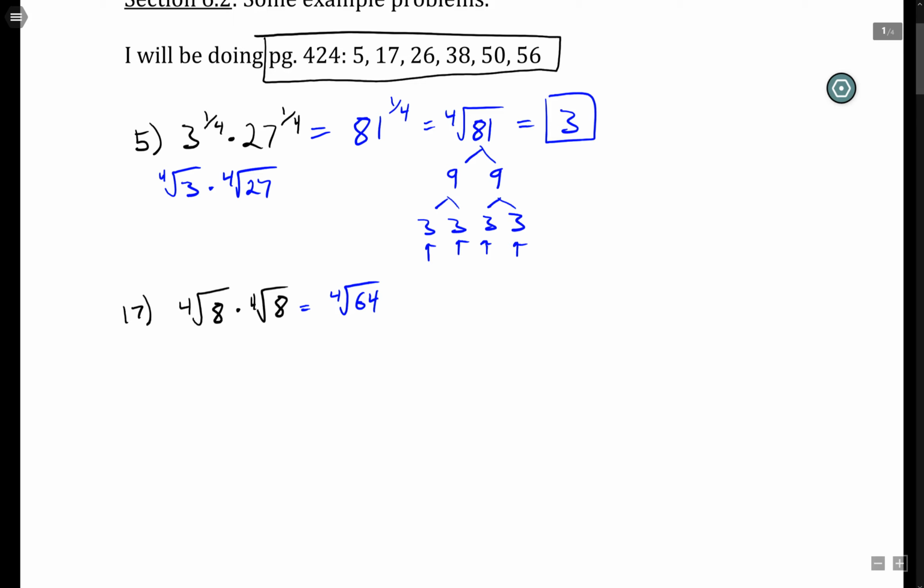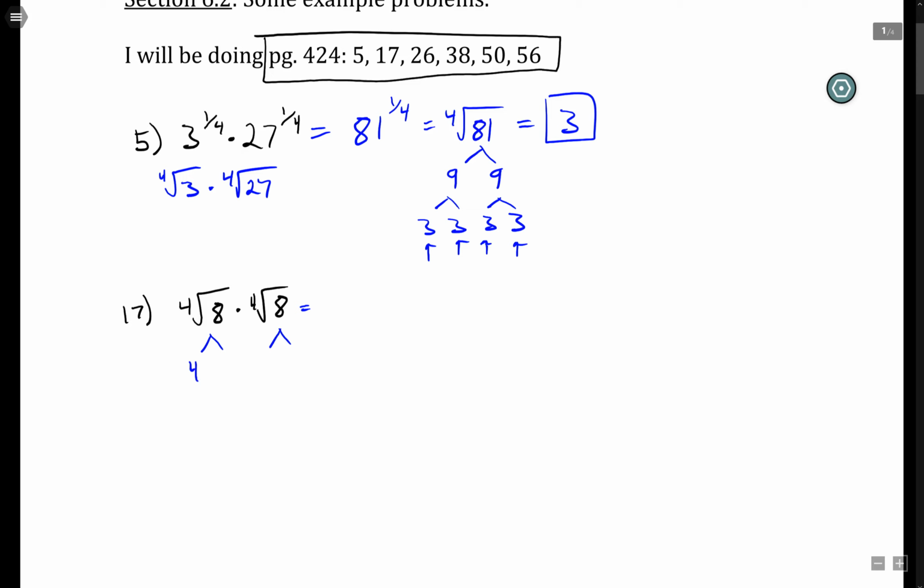However, I am going to need to break down the 64 eventually to figure out if I can pull things out of this 4th root. Wouldn't it be easier to break down the numbers before I multiply? That's the technique I want to use here. Let's break down these 8s before I combine them.